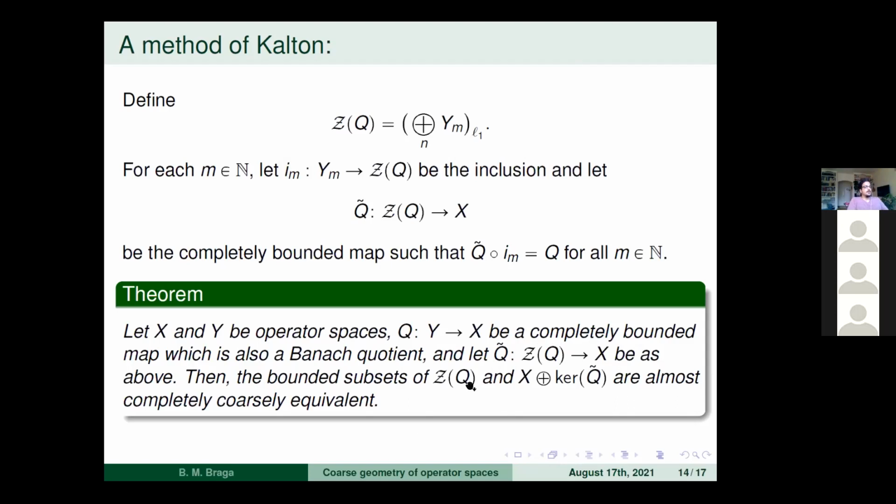And actually, I should have mentioned, but I didn't, this is the method that Carlton used to provide the first example of Banach spaces which are coarsely equivalent to each other, but not uniformly equivalent to each other. But okay, so once you do that, then you have this property here.